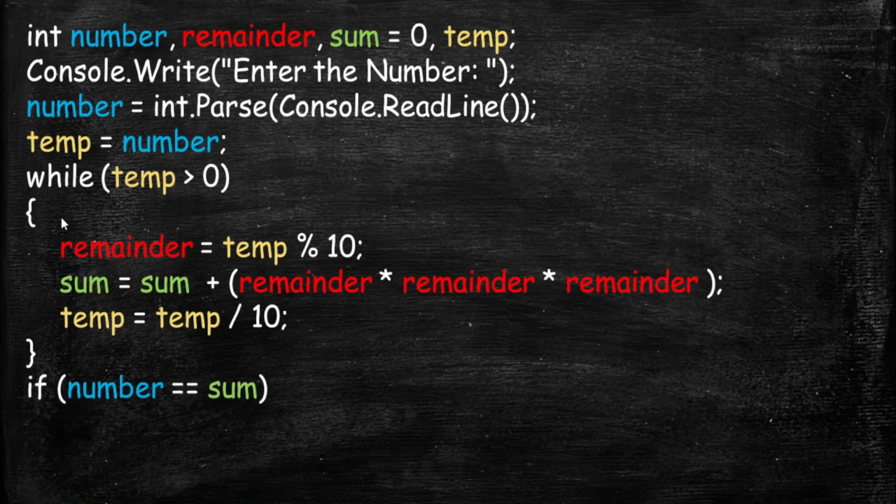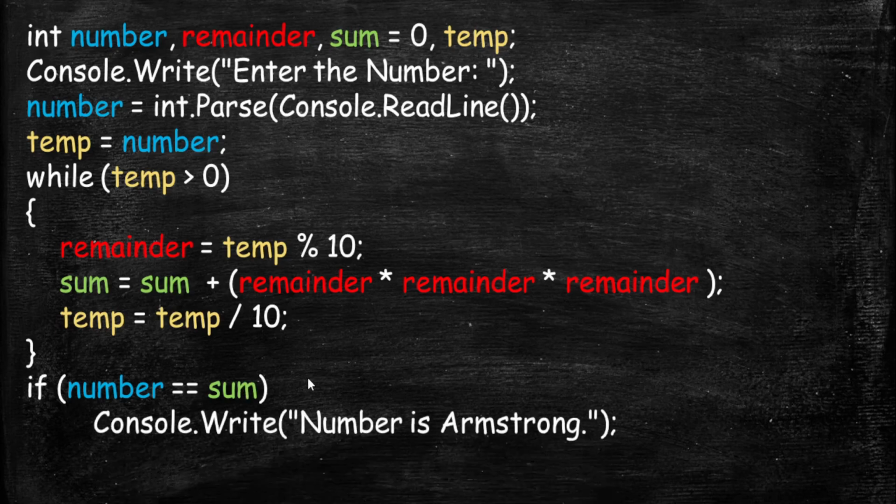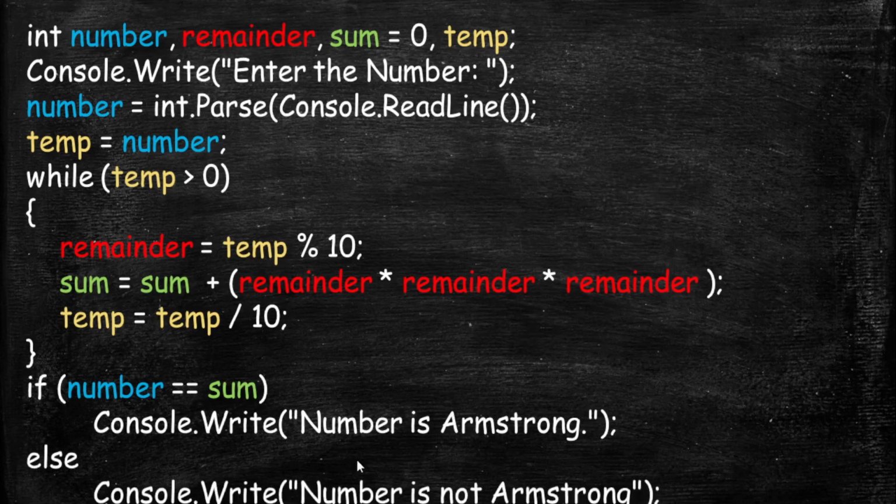Then we just have to match the number. So our sum was 153 and the number which the user has entered was 153. So it is equal. Then it will print number is Armstrong. Otherwise it will print number is not Armstrong.